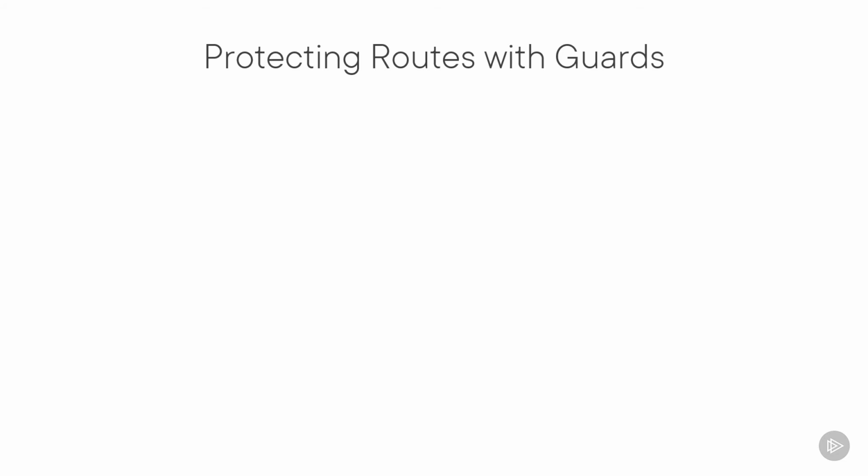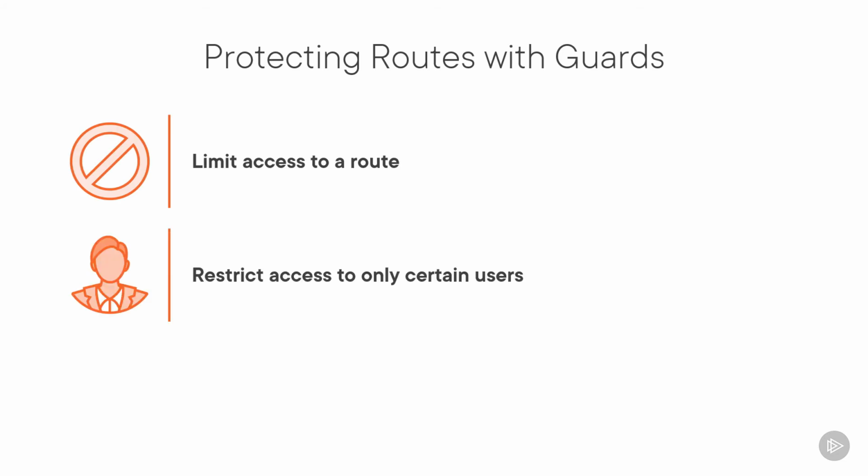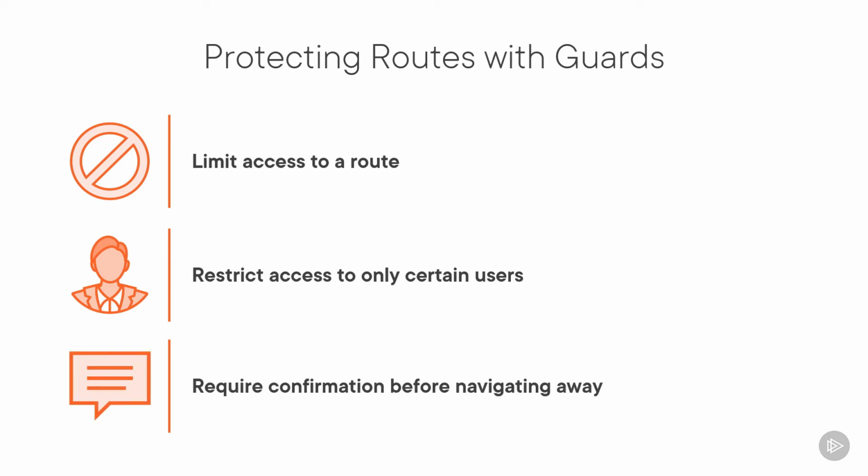There may be times that we want to limit access to a route. We want routes only accessible to specific users, such as an administrator, for example, or we want the user to confirm a navigation operation, such as asking whether to save before navigating away from an edit page. For that, we use guards.